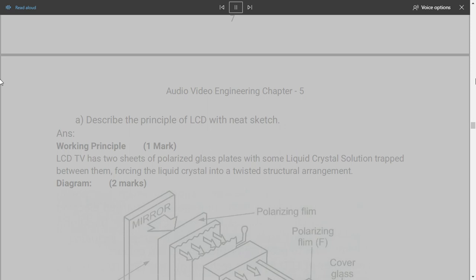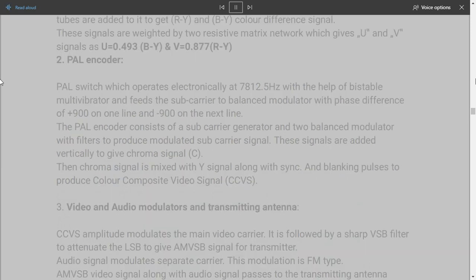These are added to get the R-Y and B-Y color difference signals. These signals are weighted by two resistive matrix networks, which give the U and V signals as U equals 0.493 (B-Y) and V equals 0.877 (R-Y). 2. PAL encoder.